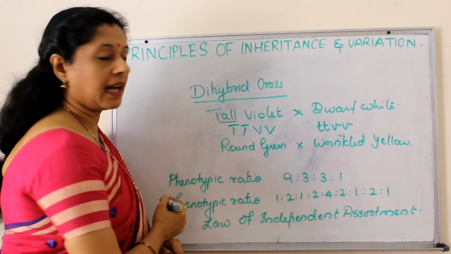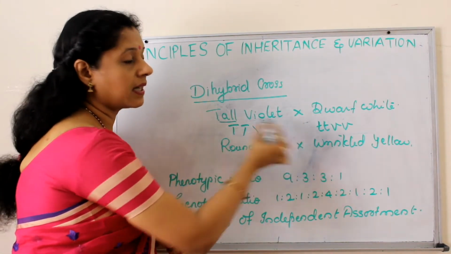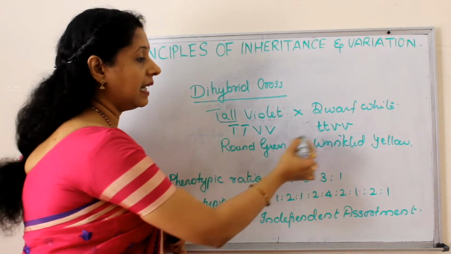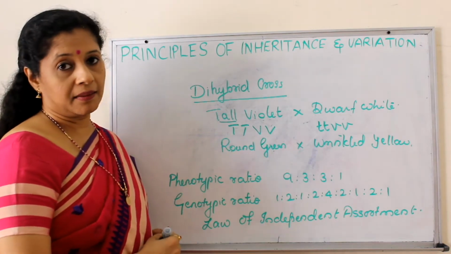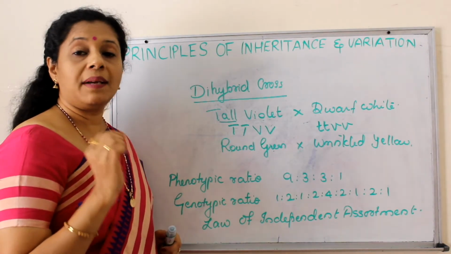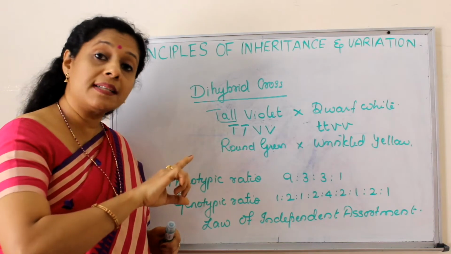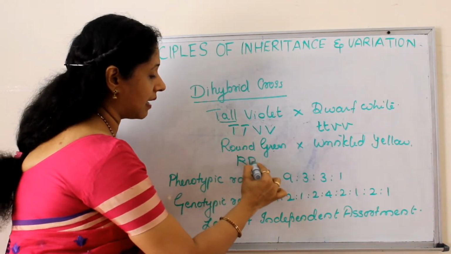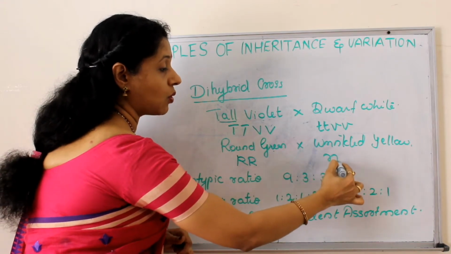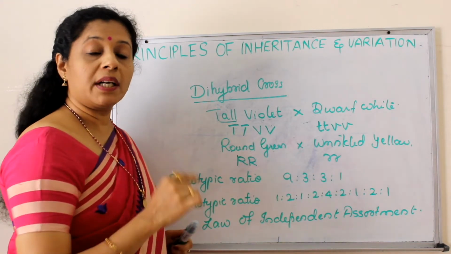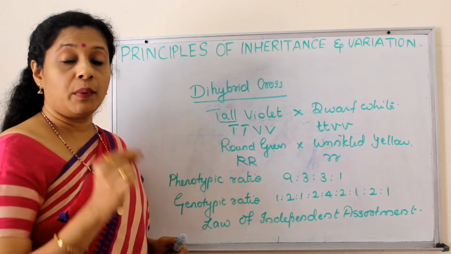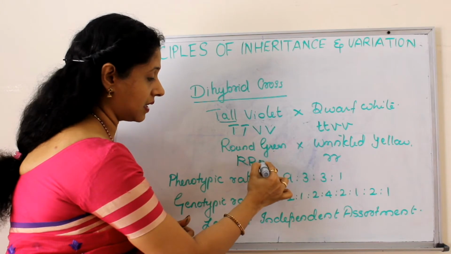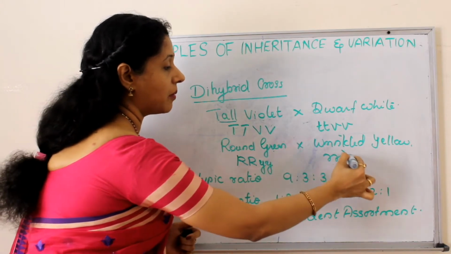Round green is another example. Here round versus wrinkled is the shape of the seed, whereas green and yellow is the color of the seed. We know that when we consider the shape of the seed, round is dominant and wrinkled is recessive. So capital R, and here comes small r. But what about the seed color? We know yellow is dominant, green is recessive. So here the recessive one is given small y, and its dominant is capital Y.